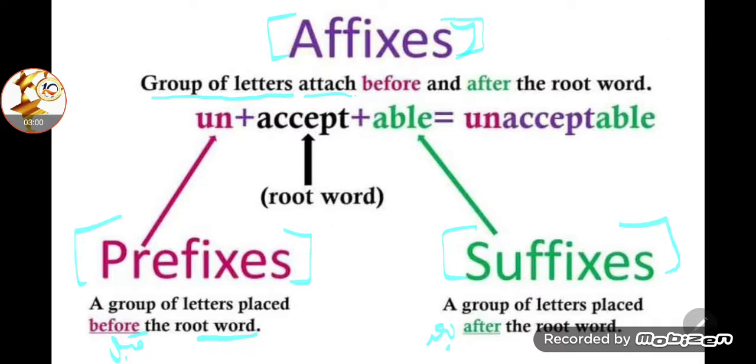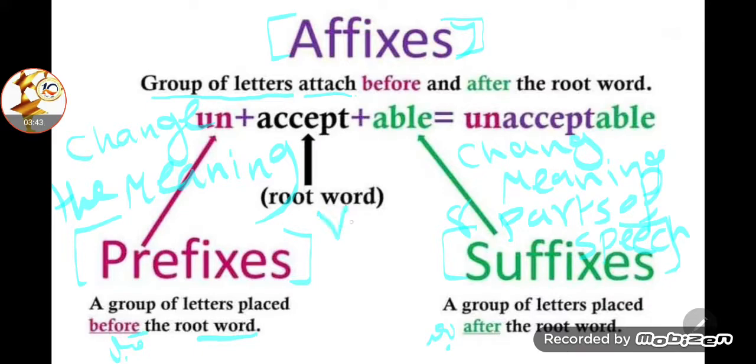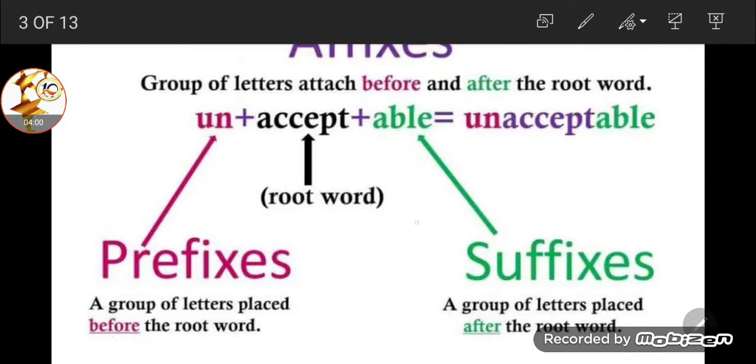Let me quickly tell you about the function of prefixes and suffixes. In the prefixes we only change what? The meaning, the meaning of the word, no more and no less. But while in suffixes we change the meaning and the parts of speech. Parts of speech means the type of the word, so you change the form of the word, for example from verb to noun, or from noun to adjective, or from adjective to adverb. You have surely come across many things like this in previous grades, and your teachers talked to you about this. Let me give you an example.